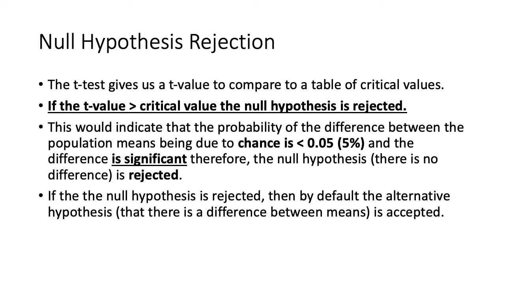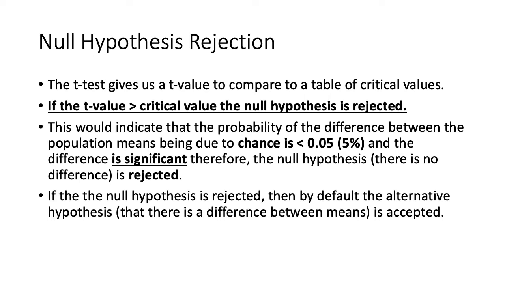So how do we know when to reject or accept the null hypothesis? By default, we always start with the null hypothesis. It's thought that in science you can never prove something is true. You can only prove that something is untrue. So we're going to calculate a t-value, and if the t-value is greater than a critical value, the null hypothesis is rejected. The critical value is a value that you can find on a table that's easily Googleable. There is a table in your laboratory manual.